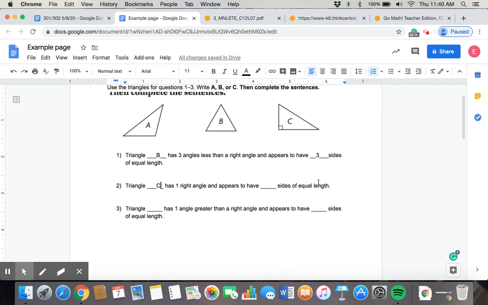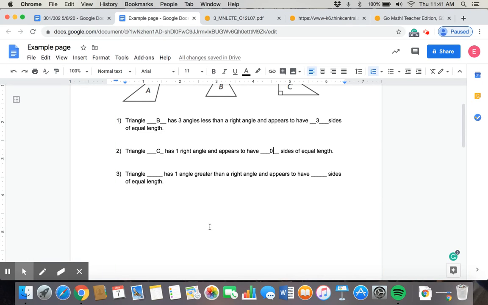Let me look at my sides. So this side is kind of short. So if I were to fold this down, it's not going to be as long as that one. And if I were to take this and fold it up, it's not going to be as long as that one either. What if I folded this one up? Still won't be as long. So I know that it has 0 sides of equal length. So I will fill in 0. And now I can reread it as triangle C has 1 right angle and appears to have 0 sides of equal length. I'll now move on to my third problem.